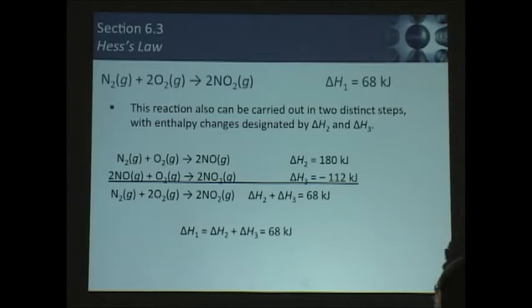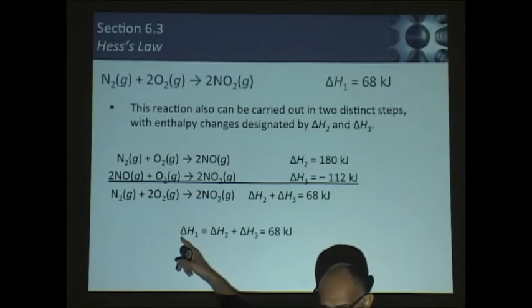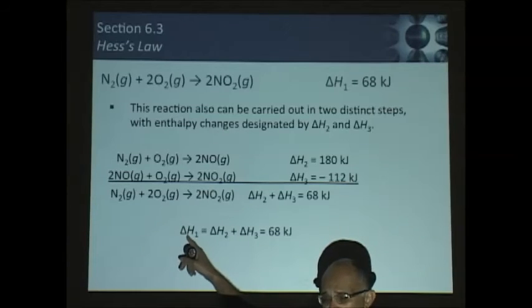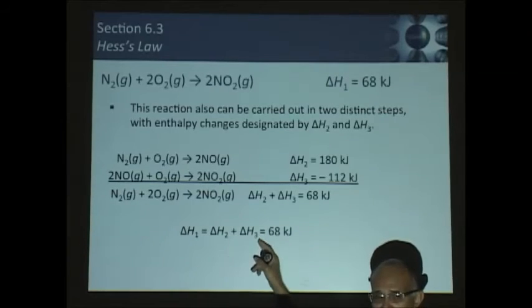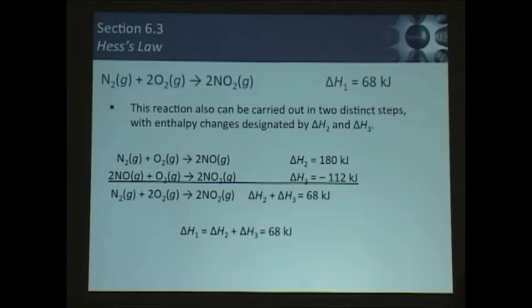So that is essentially what Hess's law states. The overall reaction, which is delta H1 here on top, is essentially equal to the two steps, delta H2 and delta H3, the sum of the two. So you come up to be the same. So that's the illustration of Hess's law.